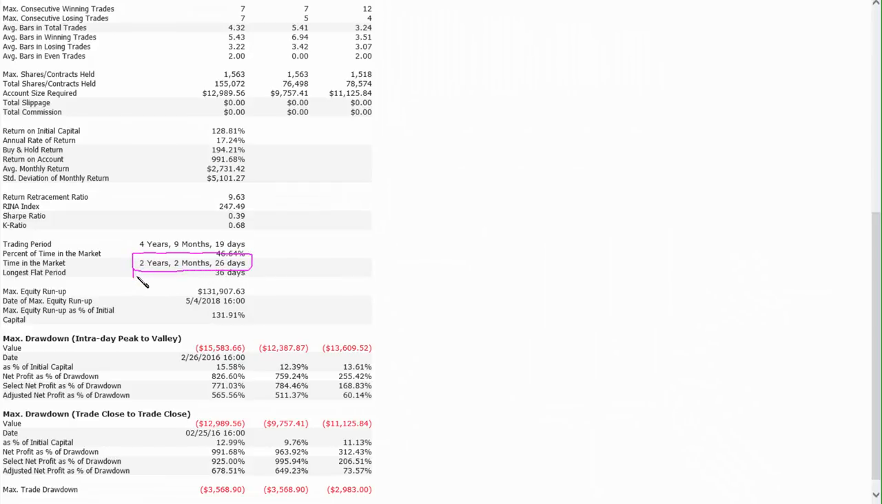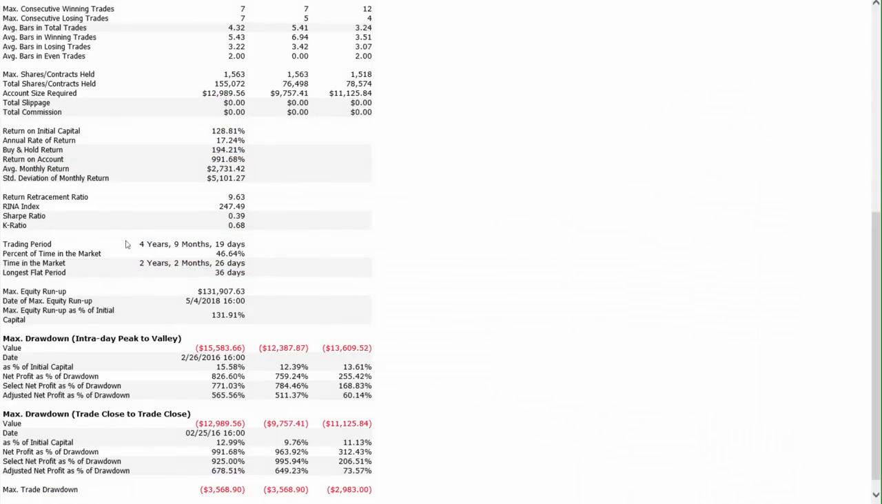Some people love that function, right? The rate of return is fantastic. Return on account is 991, return on initial capital is 128%. Buy and hold returns 194. So some people would say, I don't like that. Well, that's okay, but this system makes money. Account size required and drawdown: look at that, only $3,500 on max trade drawdown. Not too bad of a feature, right? So in the last 5 years, has Apple done well? Well, it's only been in the market in the last 4 years, 9 months, and 19 days. Less than half the time, 46% of the time.